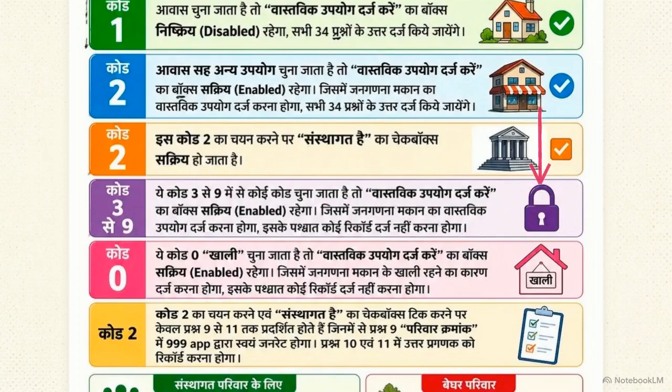Notice the lock icon. Codes 3 through 9 are terminal. Because nobody lives there, entering data locks the file. The app won't ask further questions.